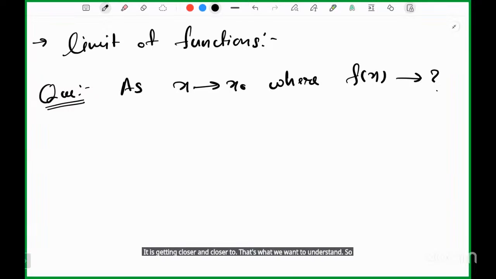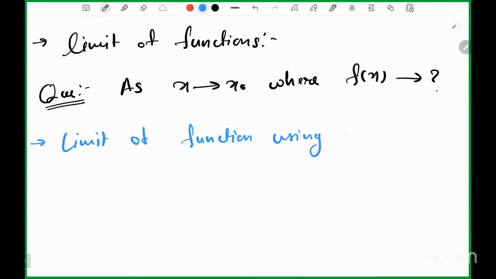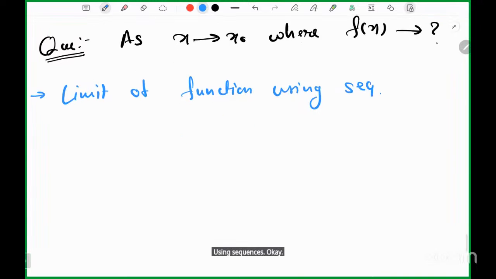So for that we have two types of notion, left hand limit and right hand limit. But before that, we can also think about this particular thing in terms of sequences. So I'll define the limit of a function using sequences. Okay, so here, what does this mean?